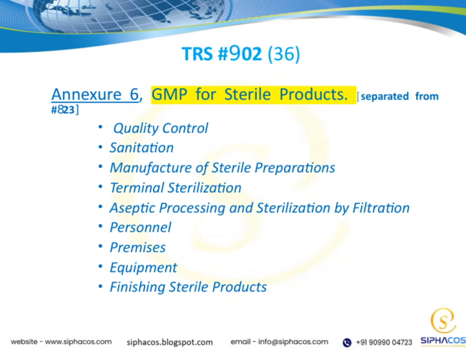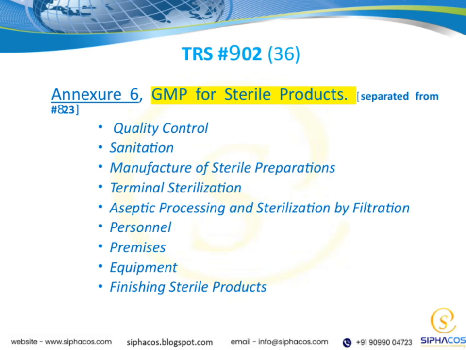Personnel play a critical role here. Proper training, gowning procedures, and behavior are vital to maintaining sterility. The premises themselves must be designed to minimize contamination risks, with controlled environments and proper airflow systems. Equipment used must adhere to strict sterilization standards to prevent introducing any contaminants.